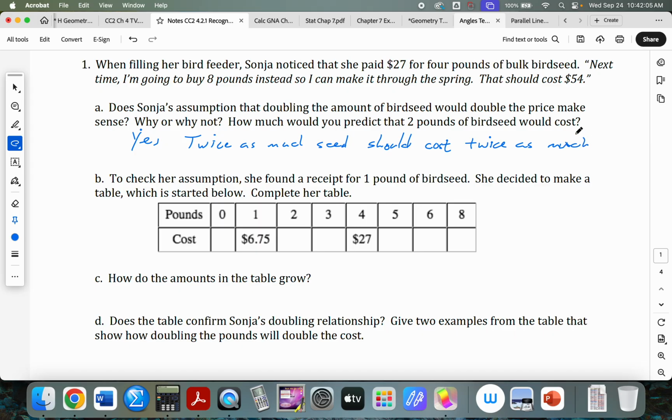And then go ahead and figure out, well, how much do you think that 2 pounds of seed should cost then? See if you can figure that out.